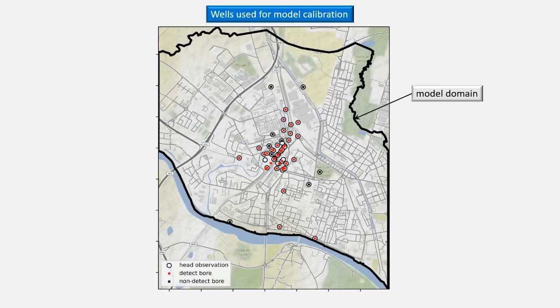In this second example, we looked for sources of contamination. So this is a map of the town of Pavia in northern Italy. The town is underlain by alluvial sediments, and within those sediments, contaminants have been detected, PCE, TCE, and other contaminants. We built a model whose task was to explore the possibility of identifying the sources of those contaminants.